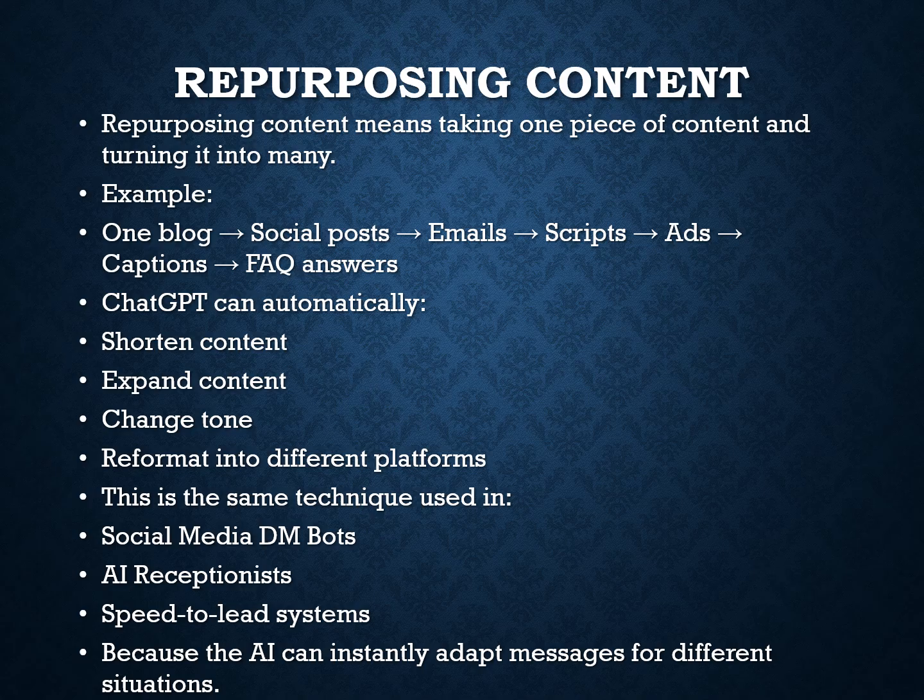Repurposing content means taking one piece of content and turning it into many. Example: one blog can be turned into social posts, emails, scripts, ads, captions, and FAQ answers. ChatGPT can automatically shorten content, expand content, change tone, and reformat into different platforms. This is the same technique used in social media direct message bots, AI receptionists, and speed-to-lead systems, because the AI can instantly adapt messages for different situations. This helps businesses respond faster, stay organized, and never miss opportunities.